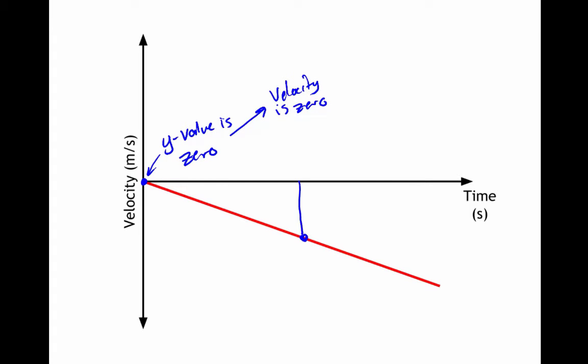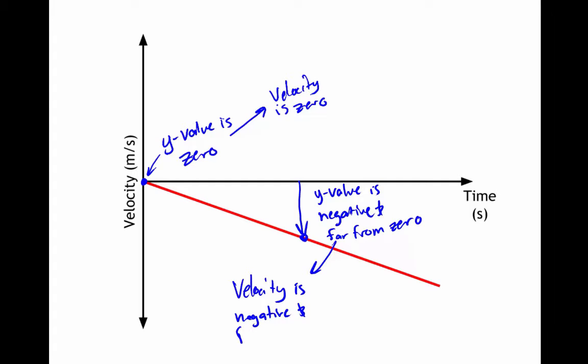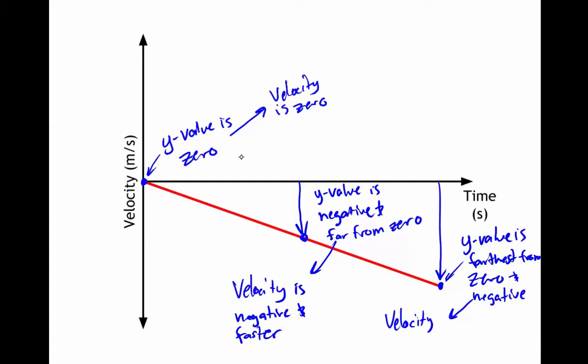Sometime down the road, we see that our velocity is negative. We know that because it's below the x-axis. So our y value is negative and far from 0. That tells us our velocity is going to be negative and faster. Our last y value is farthest from 0 and still negative, which means our velocity is fastest and negative. So looking at this, we should see an object that starts at a velocity of 0, moves in the negative direction, and starts to speed up.